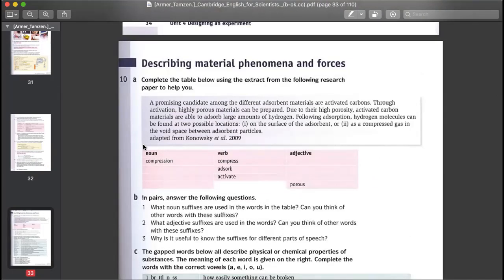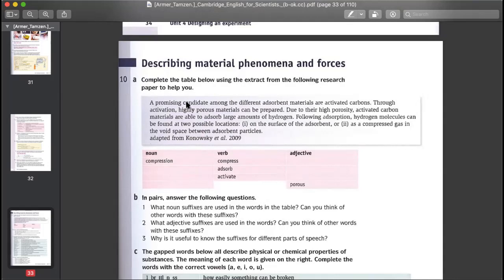Okay, in describing material phenomena and forces, we have exercise 10A. Complete the table below using the extract from the following research paper to help you. Let's read it together and see how to solve the rest of the table, which is what I told you about: when I add TION, what happens? It changes the verb into a noun, and so on.